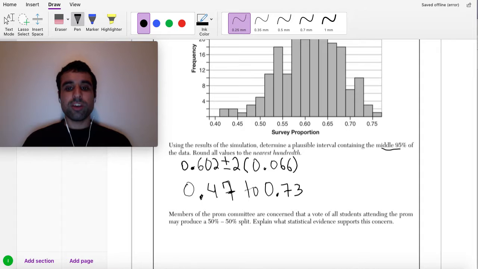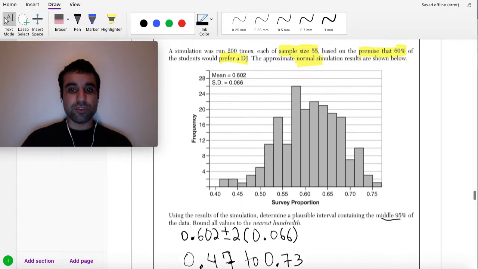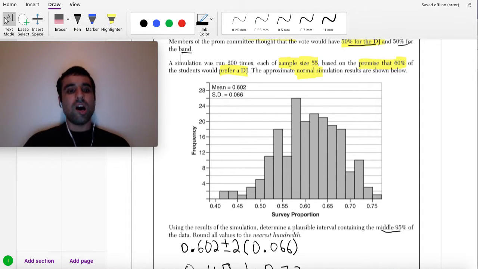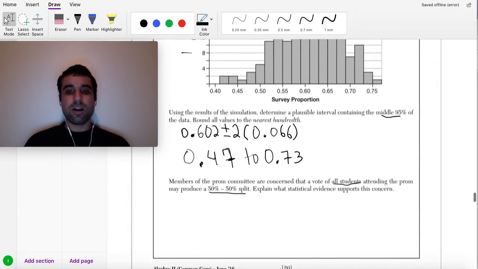Members of the prom committee are concerned that a vote of all students, that's a census, meaning when you survey every single person in the population. So members of the prom committee are concerned that a vote of all students attending the prom may produce a 50% split, meaning 50% for the DJ, 50% for the band. Because remember they were thinking that the vote would end up with a 50-50 split. They thought it'd be equally popular. And now they're going to ask what statistical evidence supports this concern.